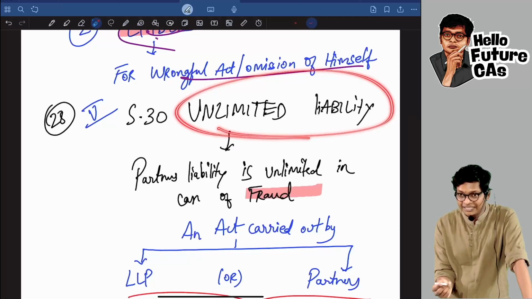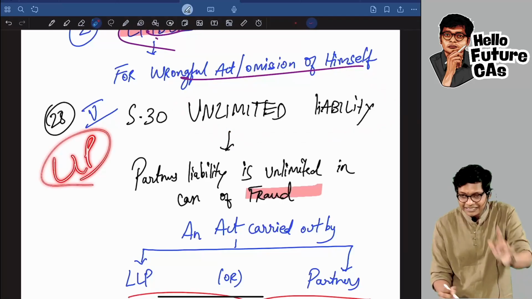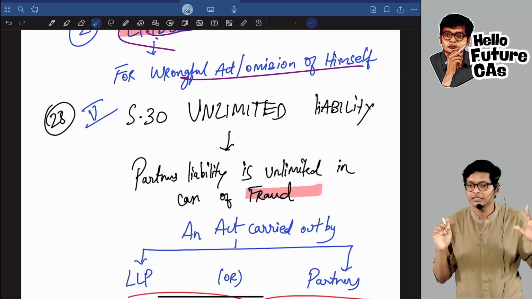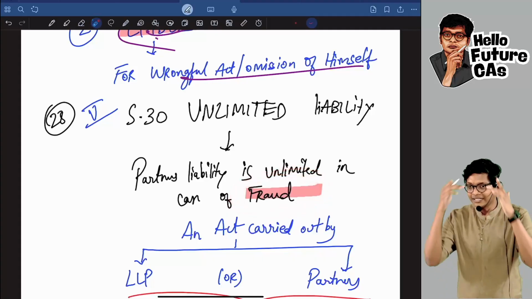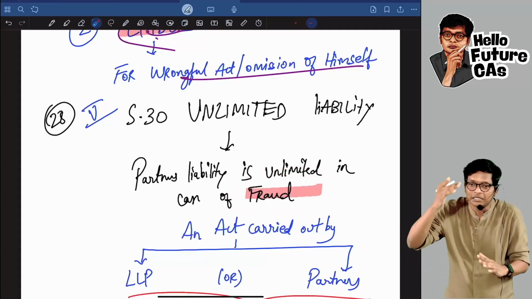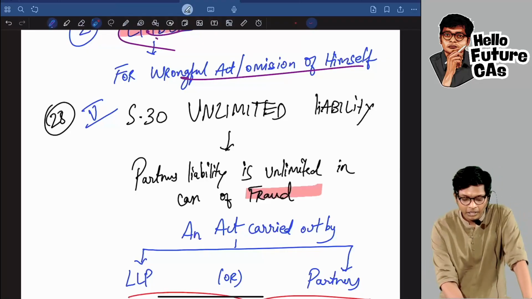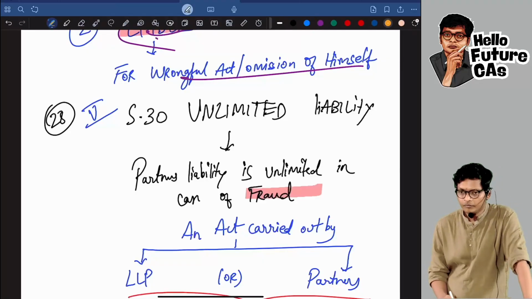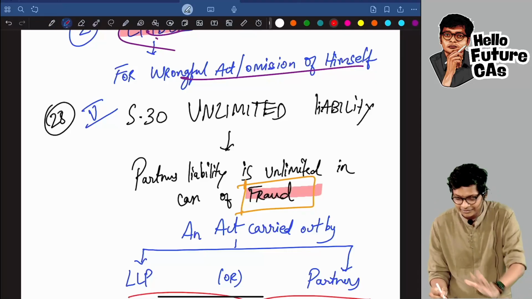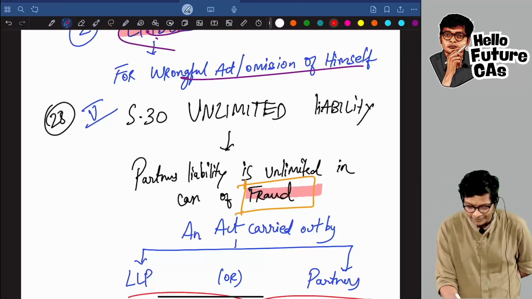Unlimited liability in the LLP Act. Liability is limited, I told you. Then when is liability unlimited? Fraud. That's it. In case of fraud, forget about the LLP. In the Companies Act also, fraud means liability is unlimited. Are you following, guys? It's not something to be proud of, doing fraud, guys. We'll discuss that separately.